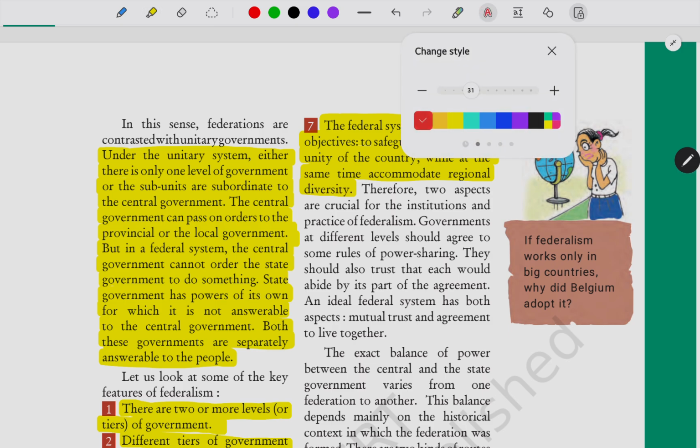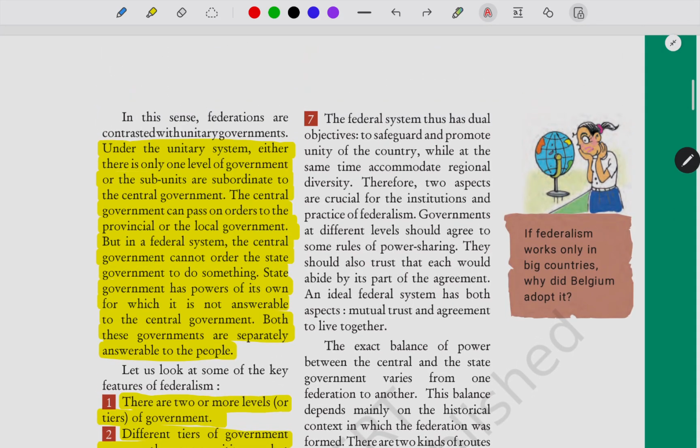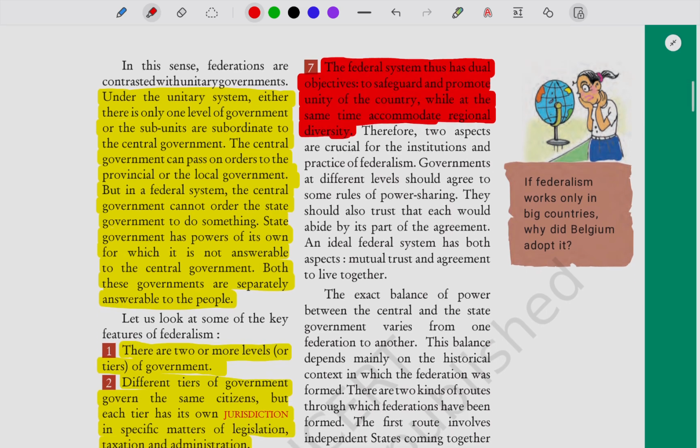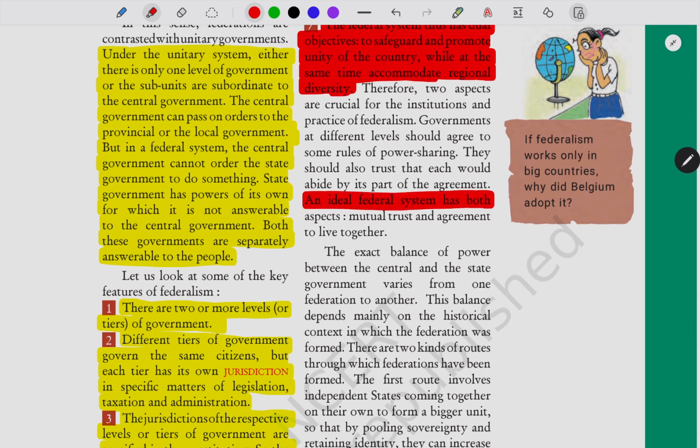Okay, now I had to mark this section red because you can expect this question a lot. As a separate question, there is another interesting fact. The question might be a 1 mark question: What are the objectives of a federal system? It is to ensure unity of the people of a country and also accommodate regional diversity. Therefore, 2 aspects are crucial for the institutions and practice of federalism. Governments at different levels should agree to some rules of power sharing. They should also trust that each would abide by its part of the agreement. An ideal federal system has both aspects: mutual trust and agreement to live together.